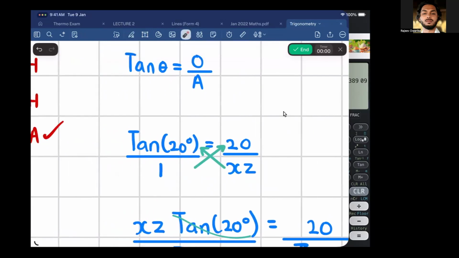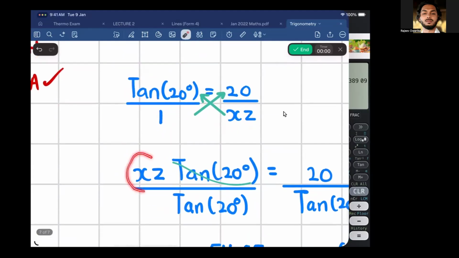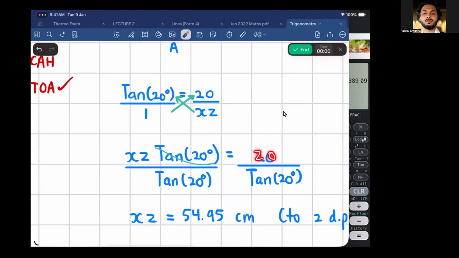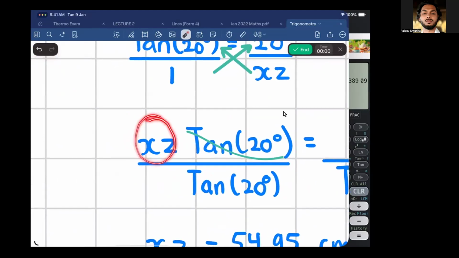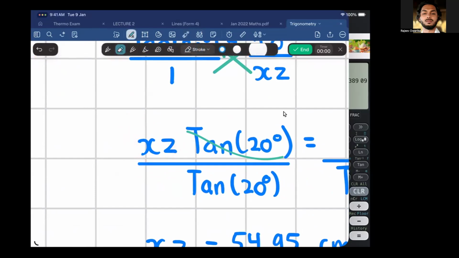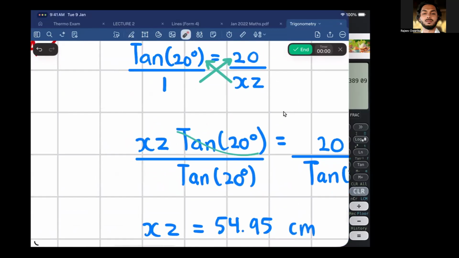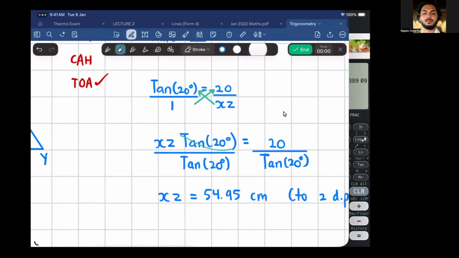So to cross multiply, like I said, we multiply diagonally. I'm going to multiply the xz by the tan 20, and that's going to turn into xz tan 20. Then I'm going to multiply 1 by 20. 1 by 20 is just 20. Now, I want to find xz. That is what I'm really interested in. So tell me something, Karina. If I have xz tan 20, what do you think I should do on both sides? Wait, let me just erase the work. One second.